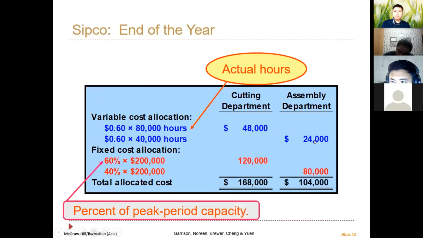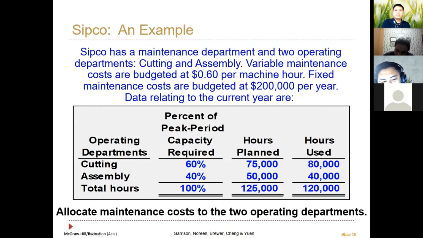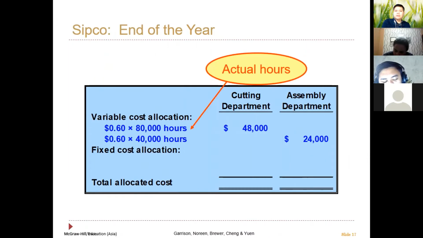What about for the fixed? The percent of peak period capacity is 60% for cutting, so that is 60% times 200,000. That's 120,000. And 40% times 200,000, that would be for the assembly department. So the total allocated cost is 168,000 for cutting and 104,000 for the assembly department. Where did we get 200,000? 200,000 is given, that's the fixed maintenance cost budgeted at 200,000 per year.